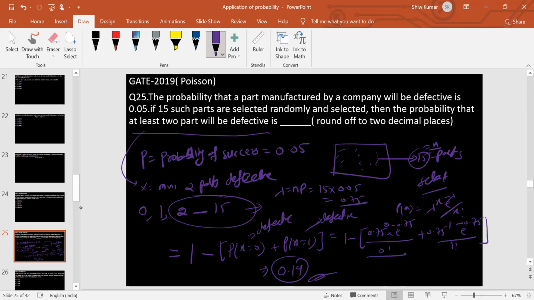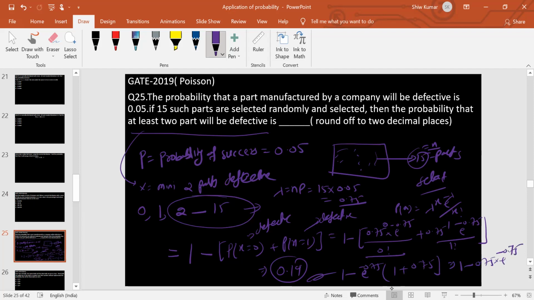Simplify it. This one is simplified and this one also simplified. You take out e raised to minus 0.75 as common. Here that 1 is remaining and here it is 0.75. So you will get 1 minus 0.75 into minus 0.75. If you simplify them, you will get approximately 0.19.